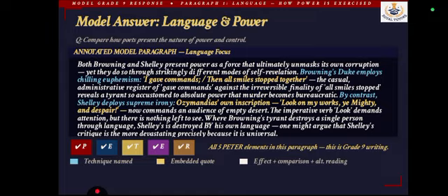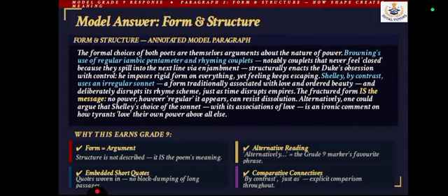Now we have, for the blue, the technique's name; for the yellow, the embedded quote; and then the white is effect, comparison, and alternative reading. Now this is a model response for that.